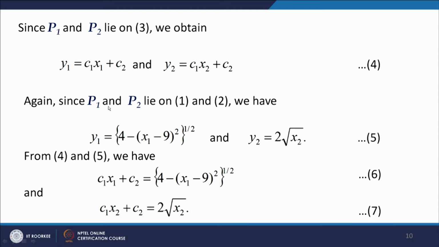And moreover P1 and P2 lie on the circle and parabola respectively. So (x1, y1) lies on the circle, therefore y1 = (4 - (x1 - 9)^2)^(1/2), and (x2, y2) lies on the parabola, so y2 = 2 square root x2. Now from equations 4 and 5 we have c1 x1 + c2 = y1 = (4 - (x1 - 9)^2)^(1/2), and similarly c1 x2 + c2 = y2 = 2 root x2.